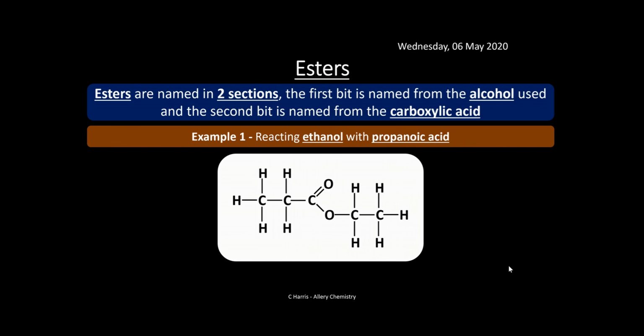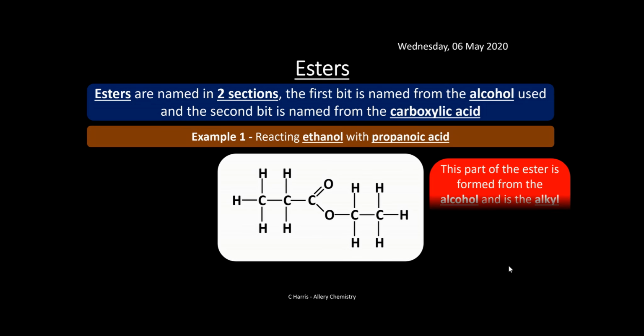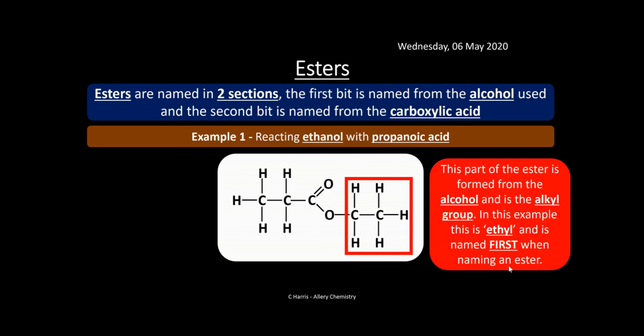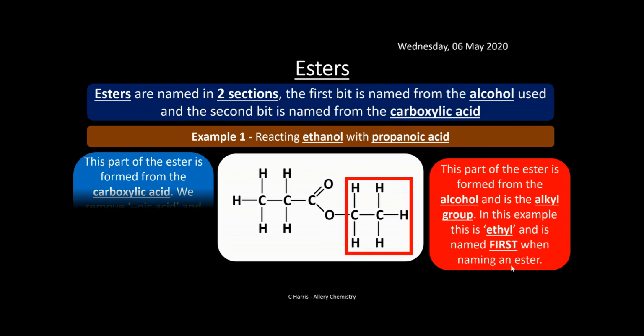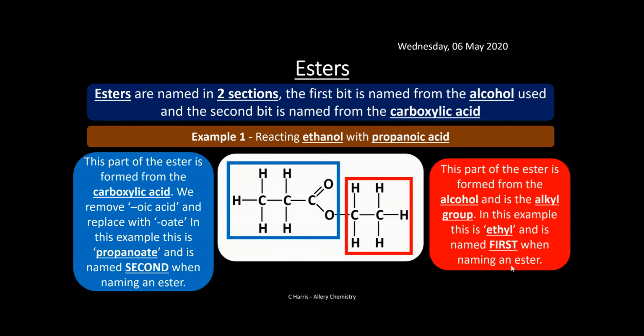Reacting ethanol with propanoic acid, we form this ester here. What we're going to do is name this bit first. This is formed from the alcohol, and the alkyl group in this case comes from ethanol. This is the alcohol that we used, so this is named first. Then the second part has come from the carboxylic acid, and all we do is remove the 'oic acid' bit and replace it with 'oate' instead. So in this case, this is called propanoate, and it is named second when we're naming an ester.